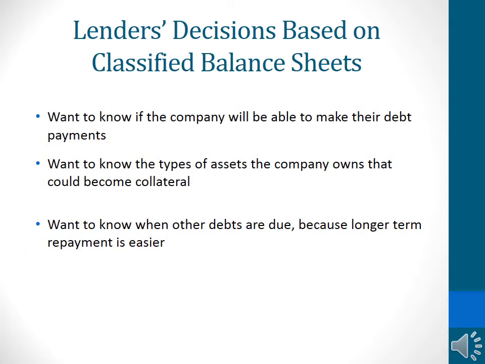Lenders want to know the types of assets the company owns that could become collateral for a potential loan. Collateral is something the bank will get if the company does not pay the loan back. So collateral is usually long-term assets. What kind of buildings? How much is invested in machinery or in vehicles? Do they have land they could use as collateral? The bank's very interested in the kinds of long-term assets the company has.